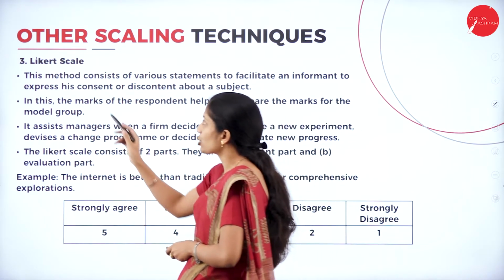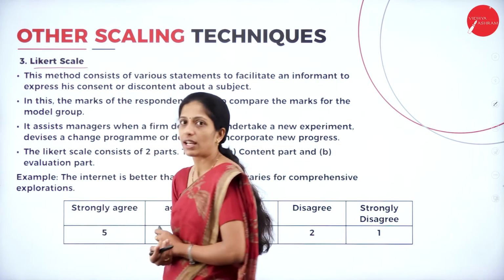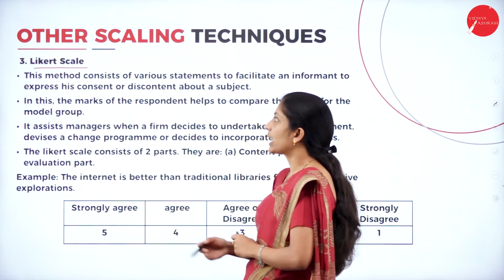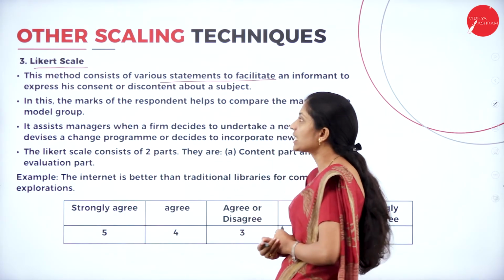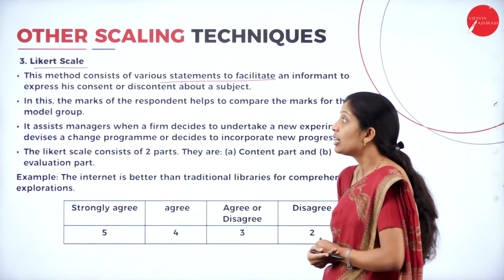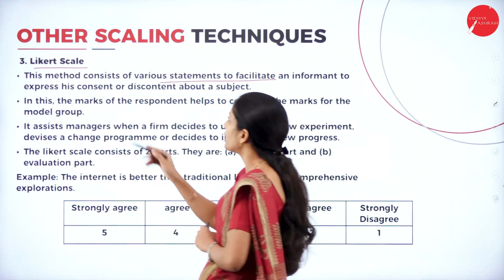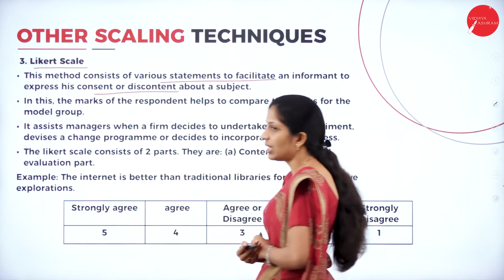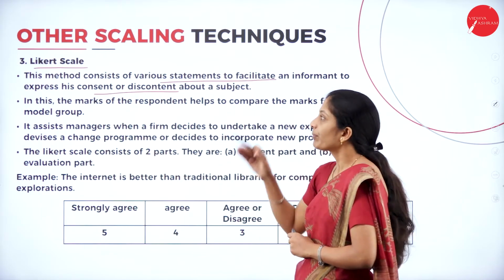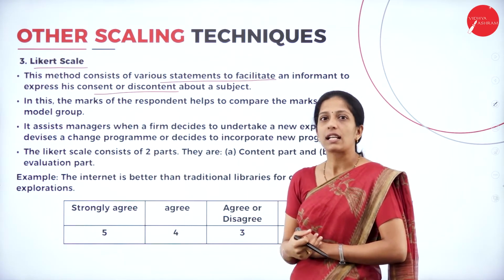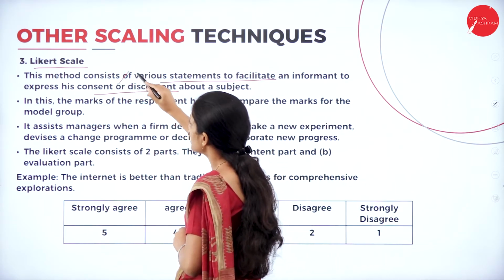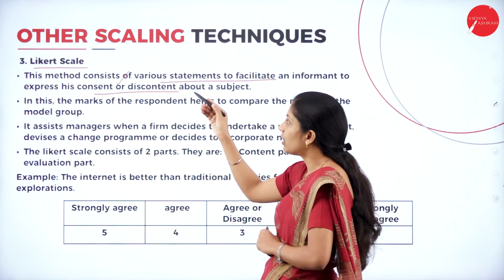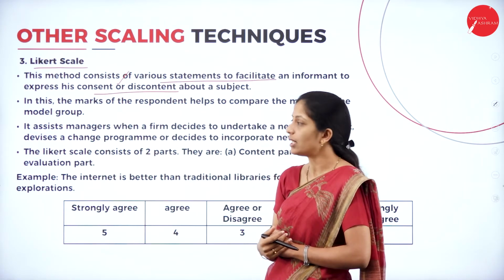Now coming to the next one, the Likert scale. A very important topic here. So this method consists of various statements to facilitate the respondent to express his consent or disconsent about a subject. Under the Likert scale, the respondent is given an option to give their consent or disconsent about a particular topic.